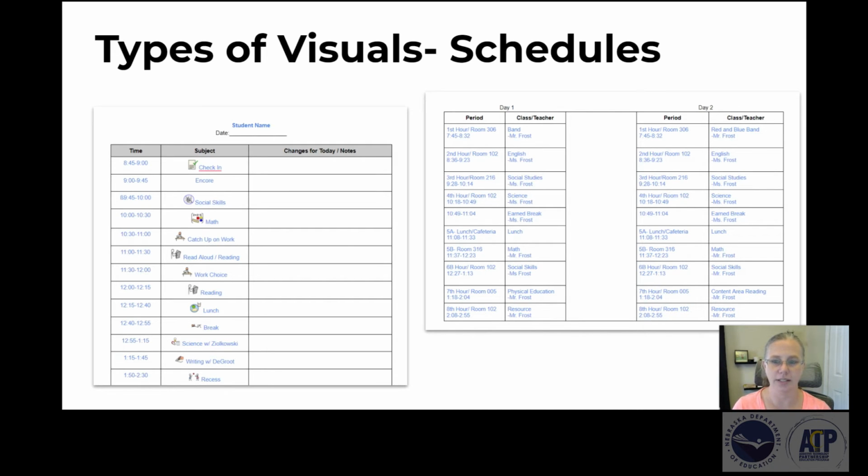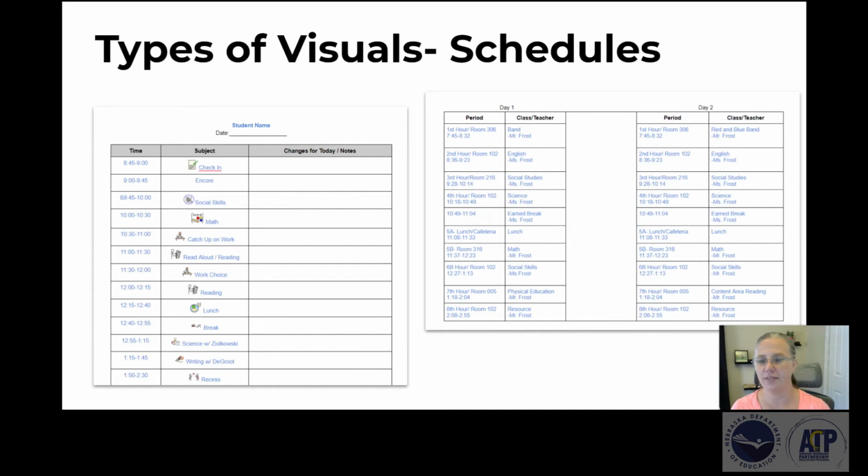So first, we're going to look at schedules. I think a lot of times when people picture visuals and schedules, they think of the standard schedule that a teacher gives out during the day. But what I wanted to do today is show you some different ways that schedules can be customized to work with students. So the very first one here is just a simple bell schedule.